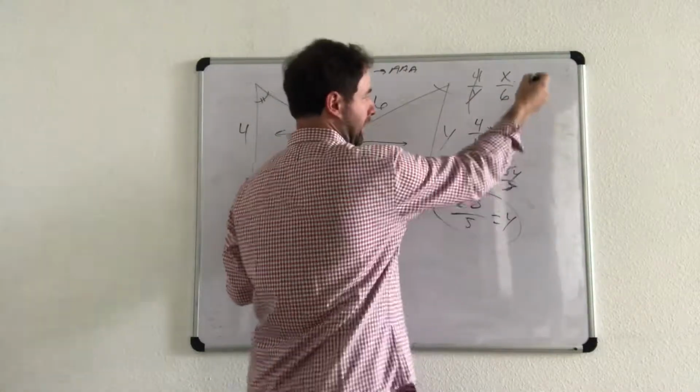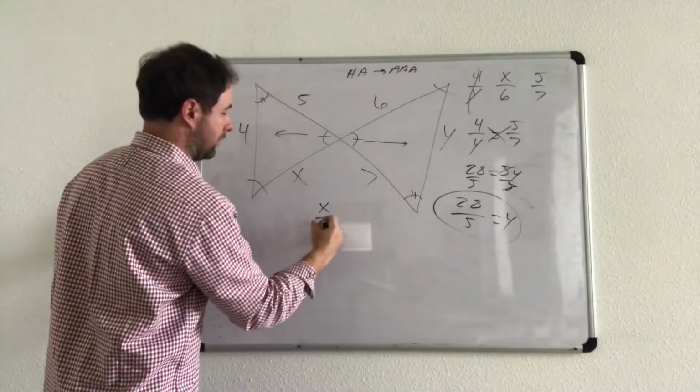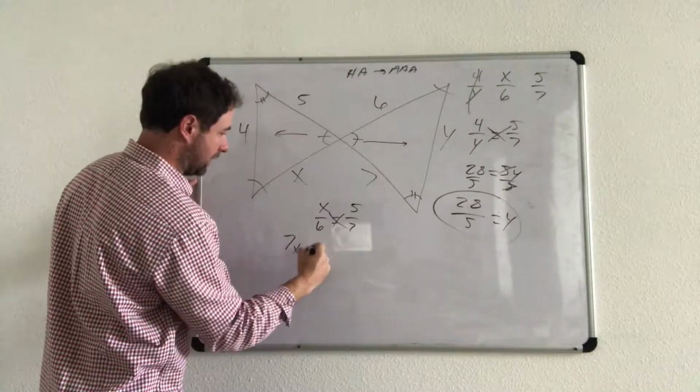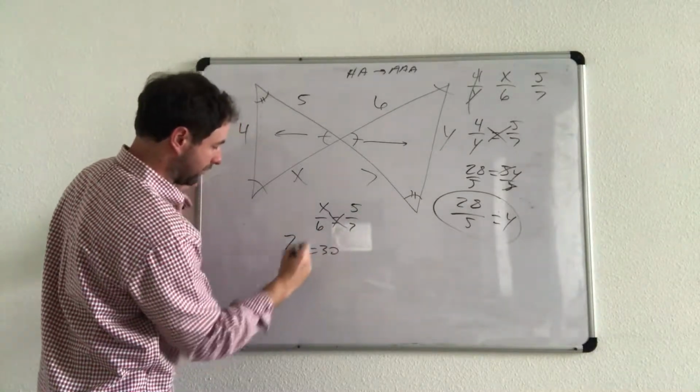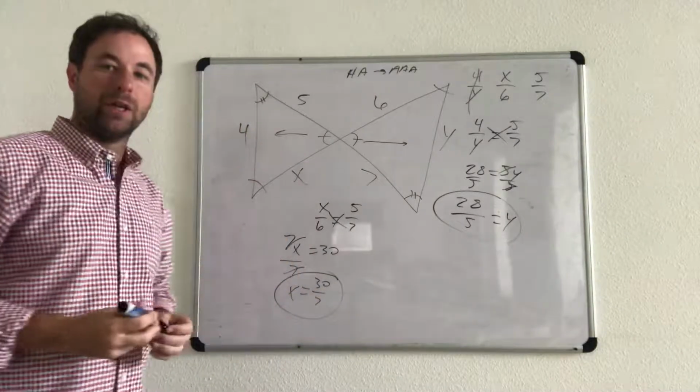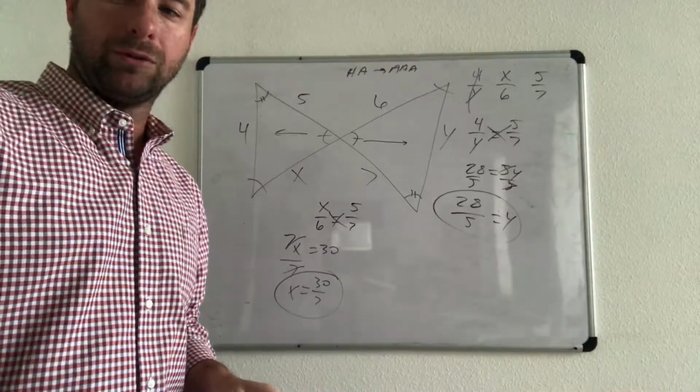Now we've got to solve for x, and we'll do it just right there. x over 6 equals 5 over 7. Cross multiply. 7x equals 30. Divide both sides by 7. x is 30 over 7. So we just solved for both with similar triangles. We're going to look at a few more of these examples.